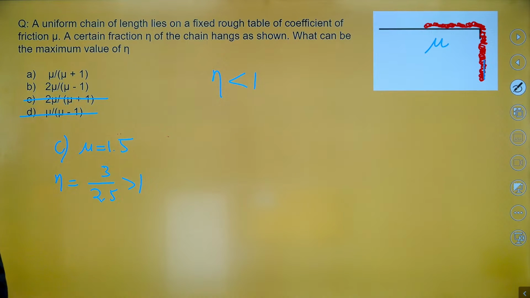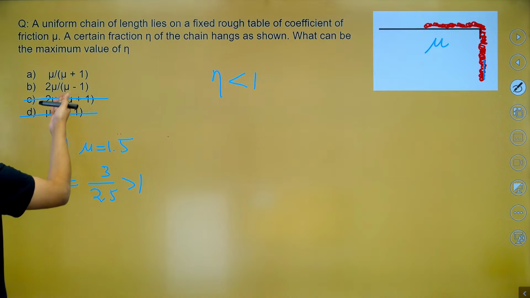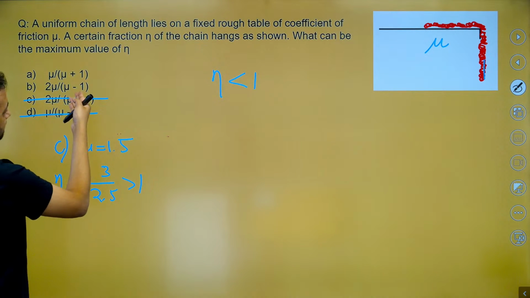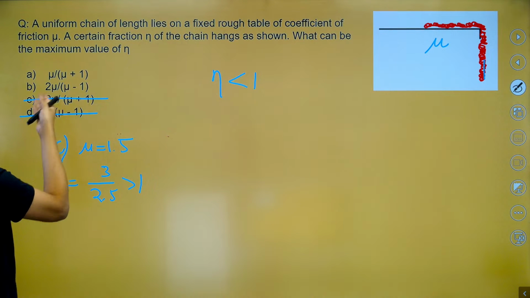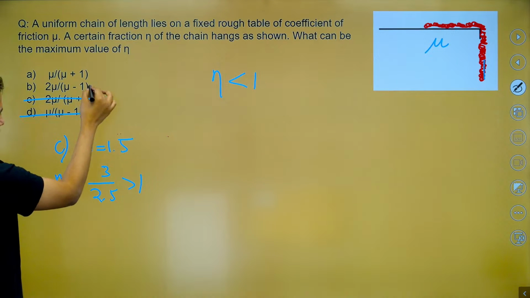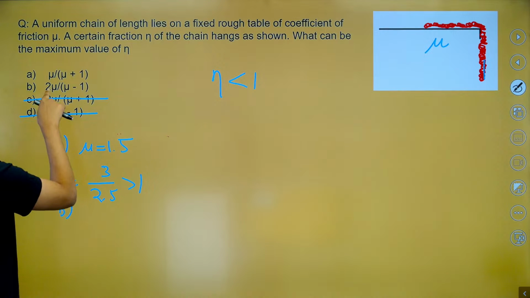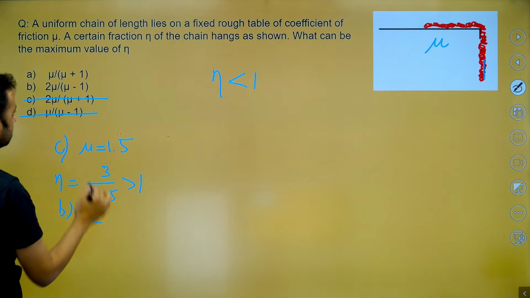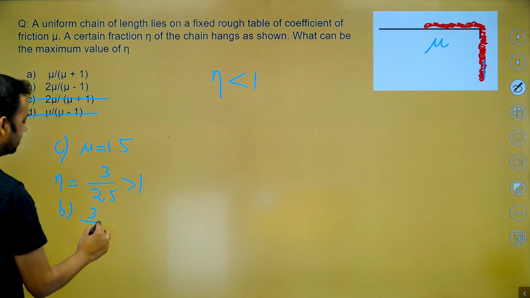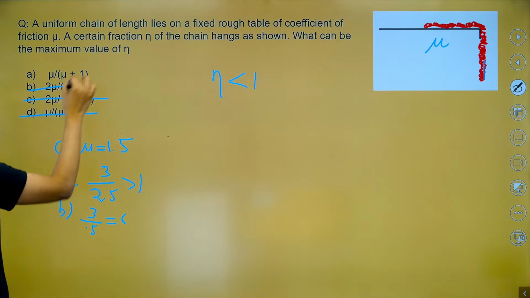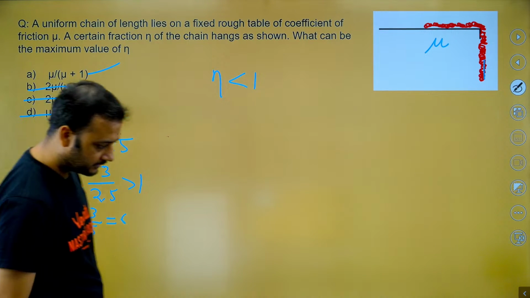Now we are left with options A and B. If you put mu as 1.5 here also, option B is also rejected. What is happening? This will become 3, and this will become 0.5. So this will become 6, which is also not allowed. So option A is the only possibility which is correct.